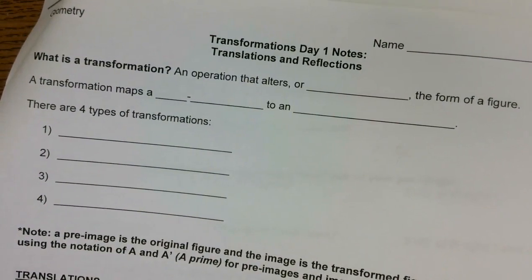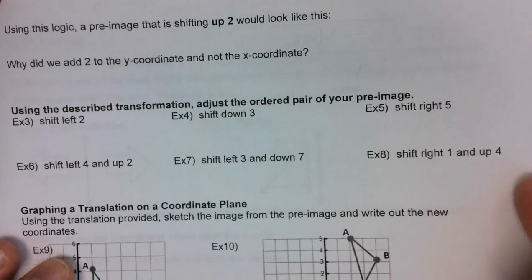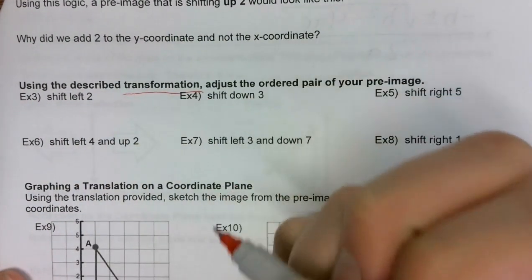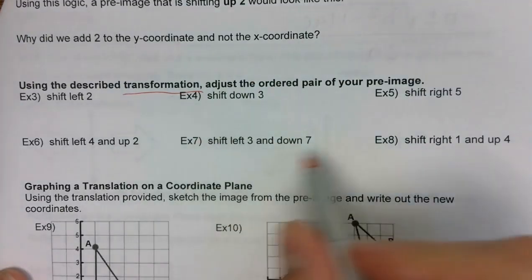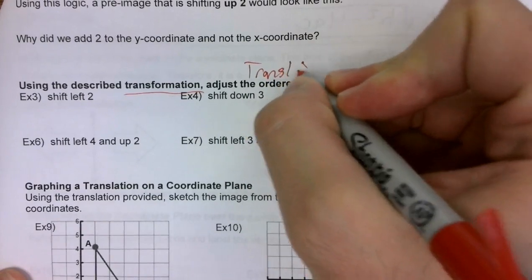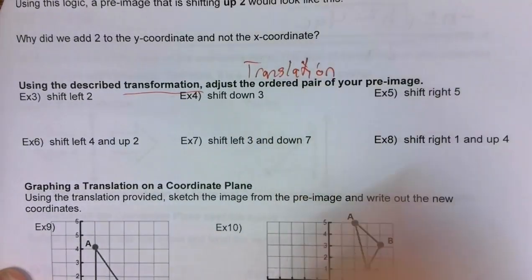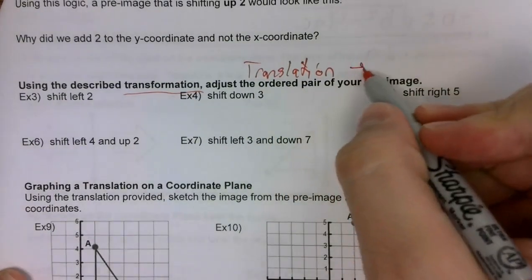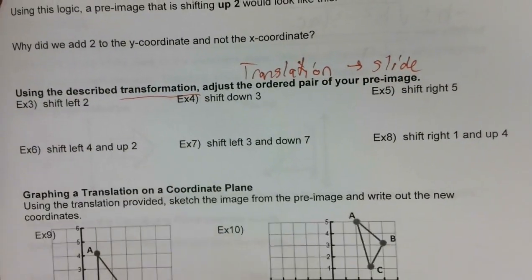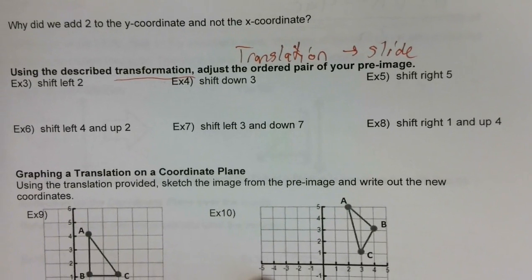And so I want to go over what we call, here it uses the word transformation. That's a general term. But what we're talking about specifically here is a translation. So a translation is a slide. So it's just moving left to right. And so that's the first type of transformation.